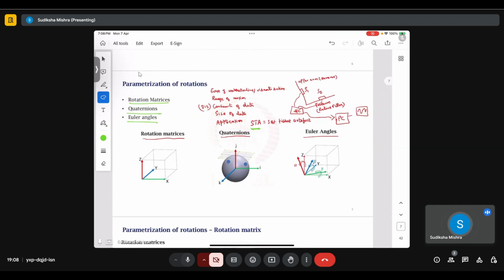To understand rotations, and to compute different parameters from the rotations, there are three major terms: rotation matrices, quaternions, and Euler angles. This leads to ease of visualization. What is the range of motion if there is a discontinuity in motion?